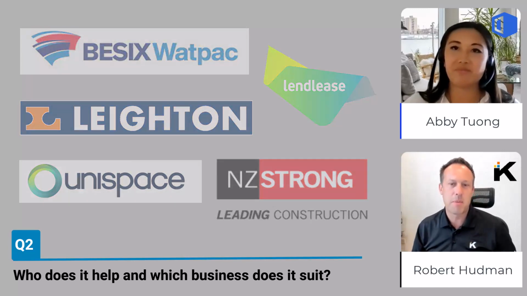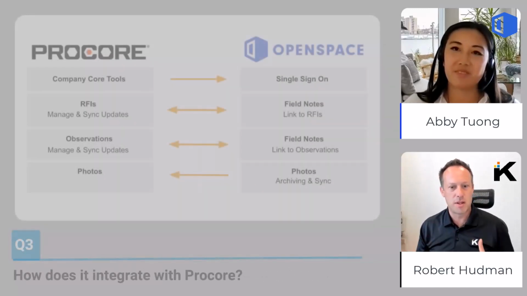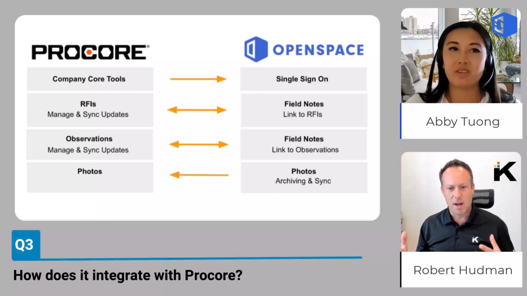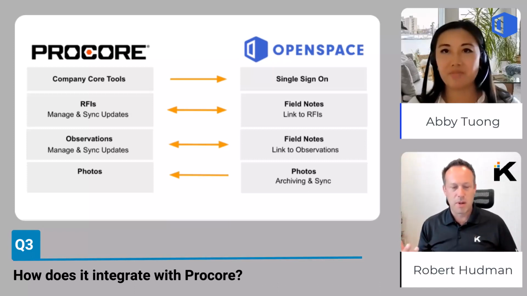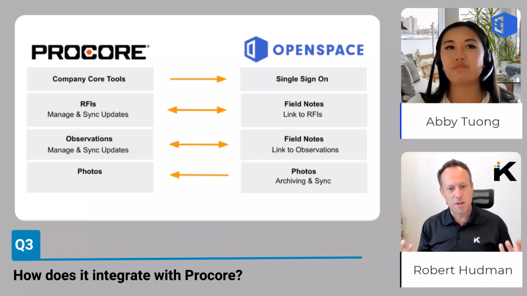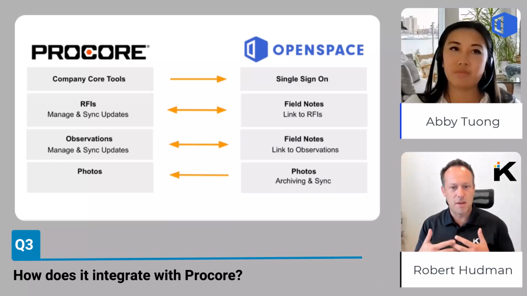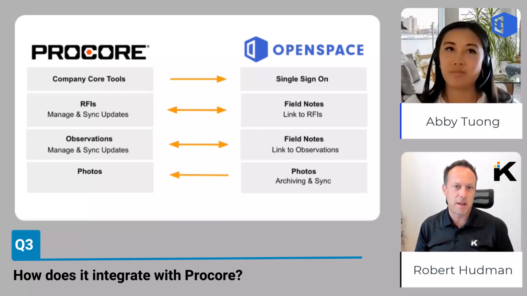So a lot of the people we work with are new or existing Procore customers. I think OpenSpace has been an integration partner of Procore for some time. You guys have a pretty close relationship. So let's say I'm a building company, I have Procore, I've also got OpenSpace. What does that mean to me? How do those products connect, and what benefits do I get there?